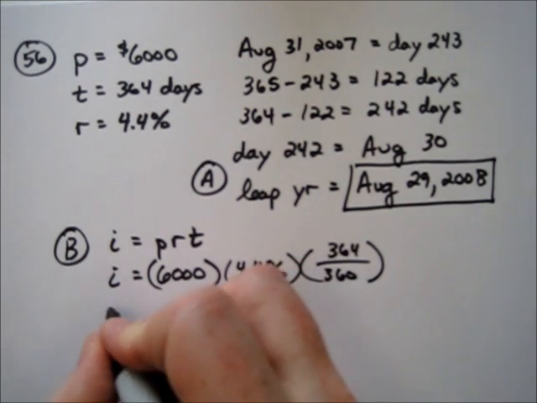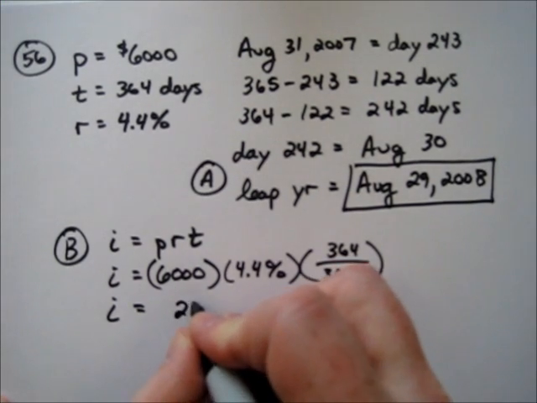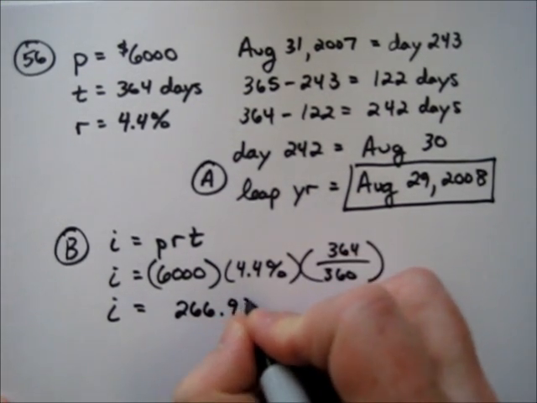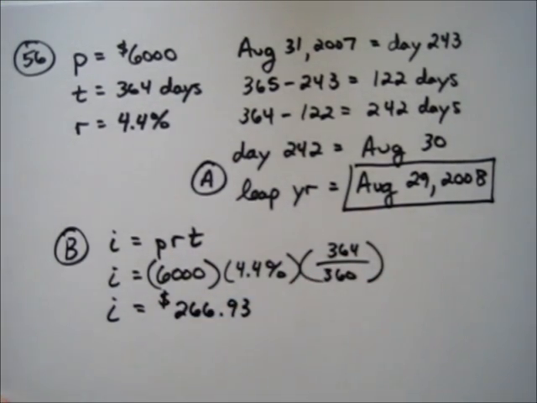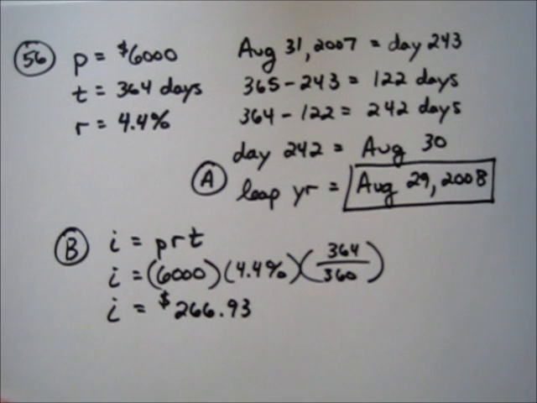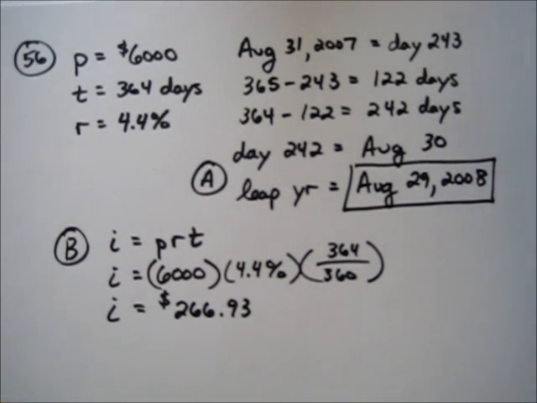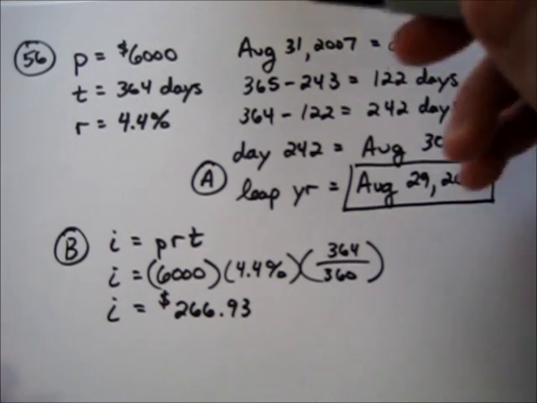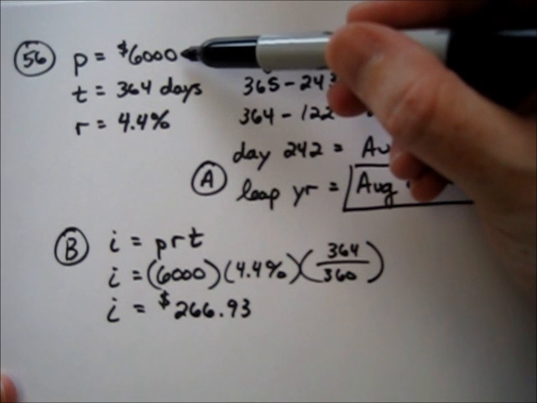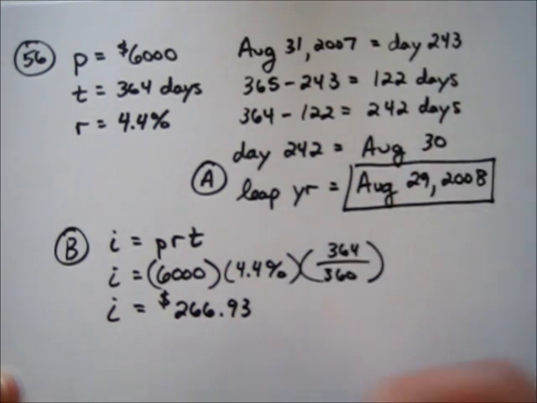So these are all the numbers we have. We plug them into the calculator and we get the figure of 266.93. That is not the answer to part B, but we need that number in order to answer part B. Part B says, how much did Trinity actually pay for the Treasury bill? Or another way to phrase that is, how much did Trinity loan the United States government? Well, because it's discounted, she doesn't give the government $6,000. She gives the government $6,000 minus this interest because it's discounted up front.